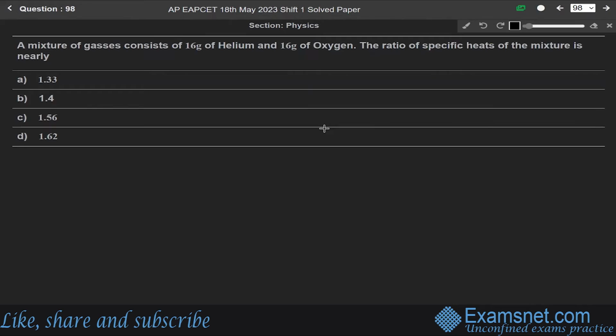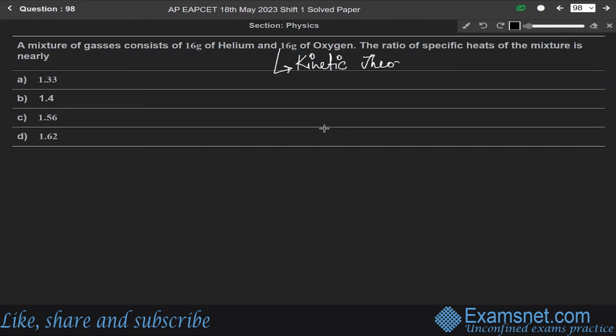Now the next question is 98. A mixture of gases consists of 16 gram of helium and 16 gram of oxygen. The ratio of specific heats of the mixture is nearly. So this question is from the chapter of kinetic theory.